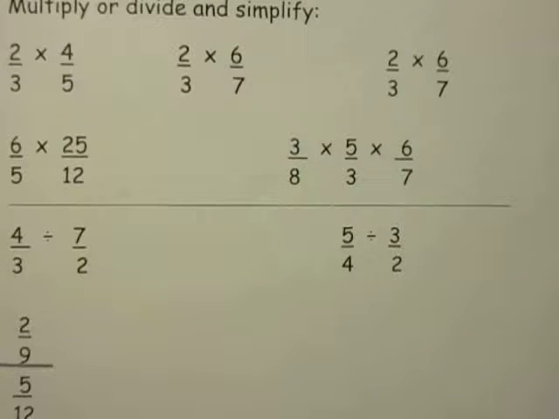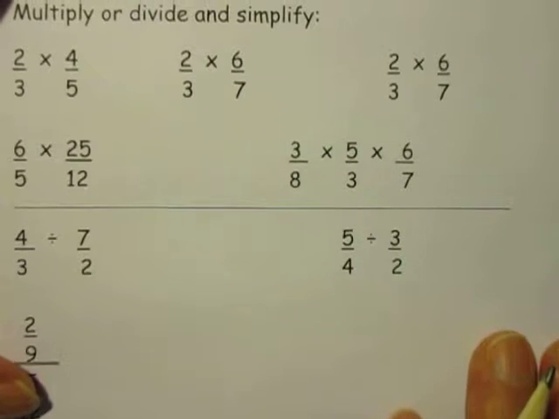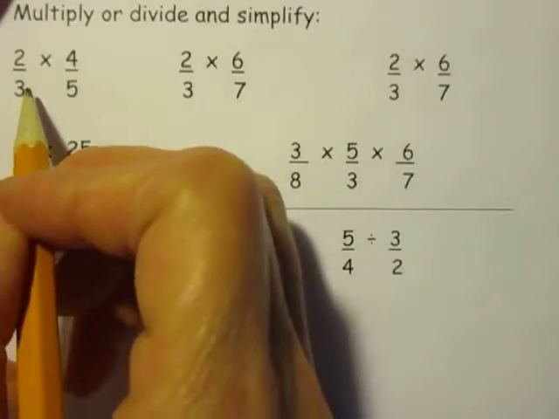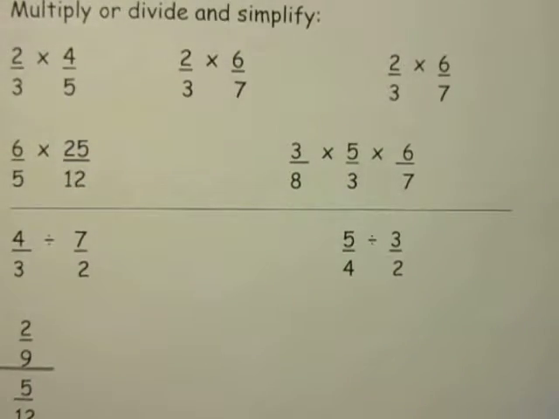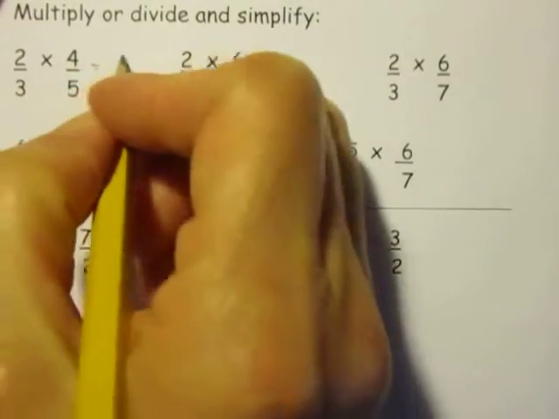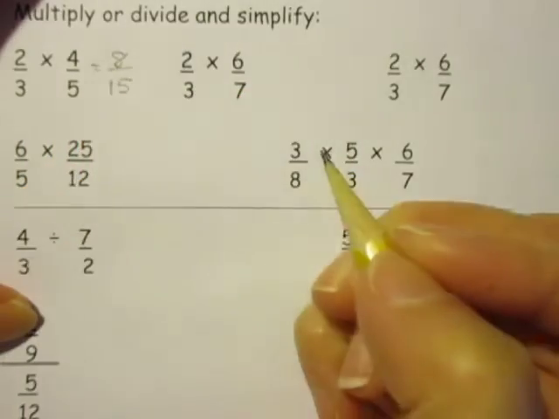Okay, now we're going to move on and carry out the operations of multiplication and division. Now, the good thing about multiplying and dividing is you do not have to have common denominators. You can just multiply straight across. So when I am multiplying here, I can just multiply straight across. 2 times 4 would be 8, and 3 times 5 would be 15. Done deal. No big deal.